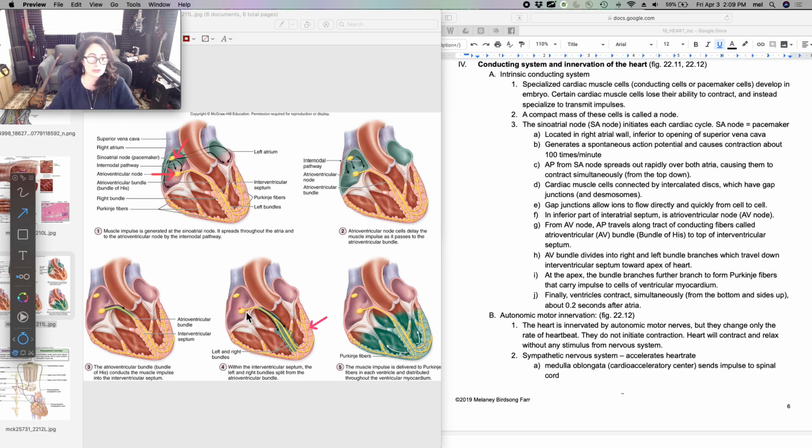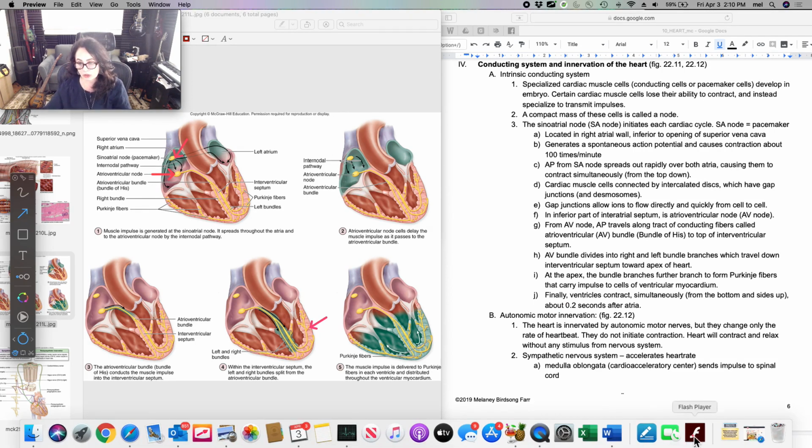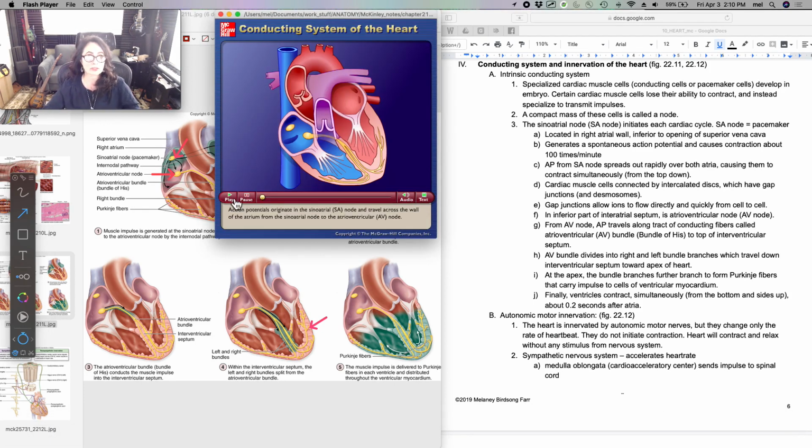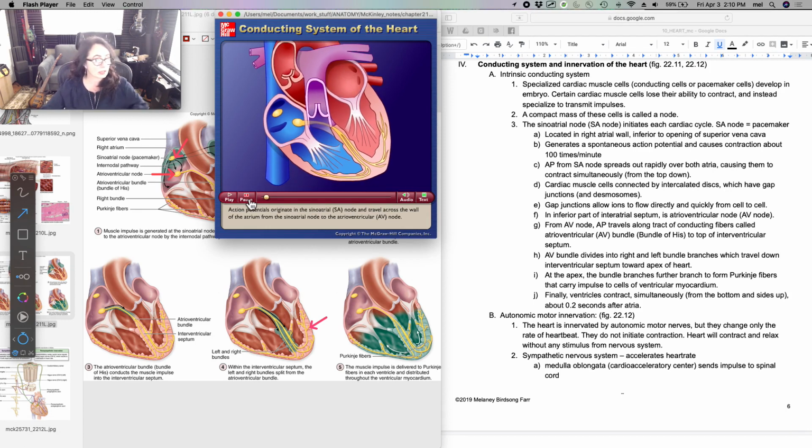So what this does is sort of two things. This allows for a lag time between atrial contraction and ventricular contraction. And that lag time is to allow for ventricular filling. And then it also forces the ventricles to contract bottom and sides up. So finally the ventricles will contract about 0.2 of a second after the atria, which is good for ventricular filling. So now let's show that animation, give you guys a visual on this. Action potential. Oops, sorry, hold on. I don't know if you can hear these very well, but I will do my best.